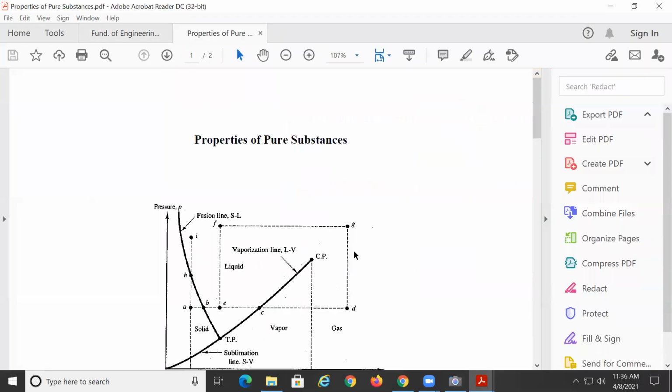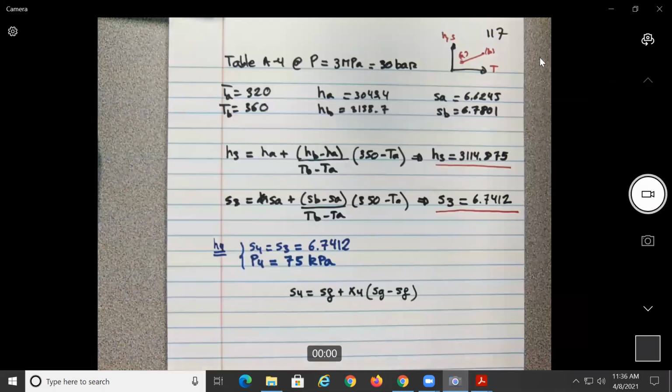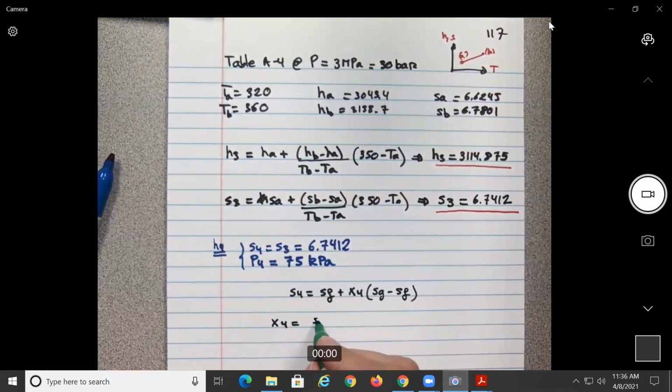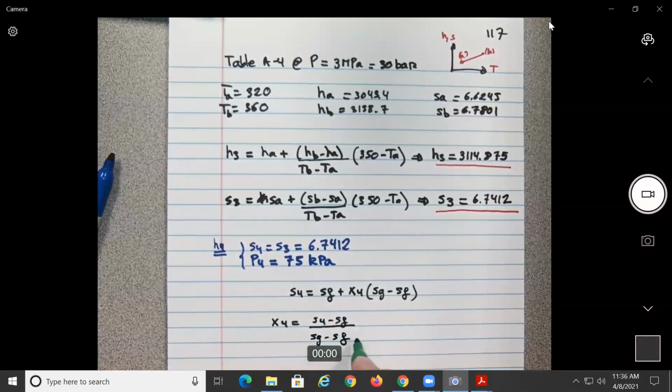This one, I'll give you this handout. Remember, this is a different expression we have. So it's actually S sub G minus S. I'm using this one to find X. So from this equation, you can solve for x4, which will be equal to S4 minus S sub F, over S sub G minus S sub F.